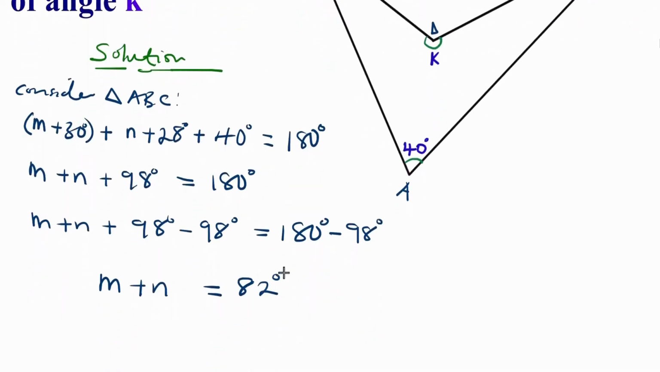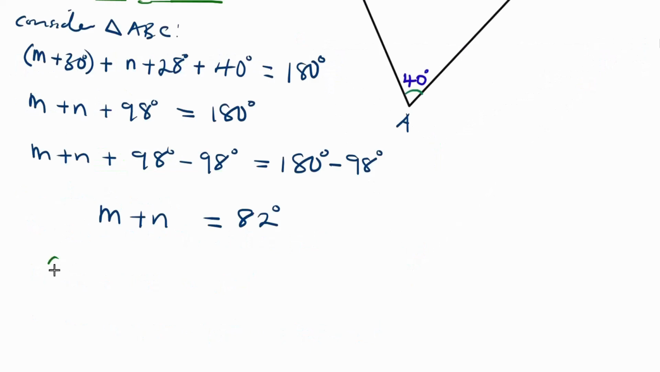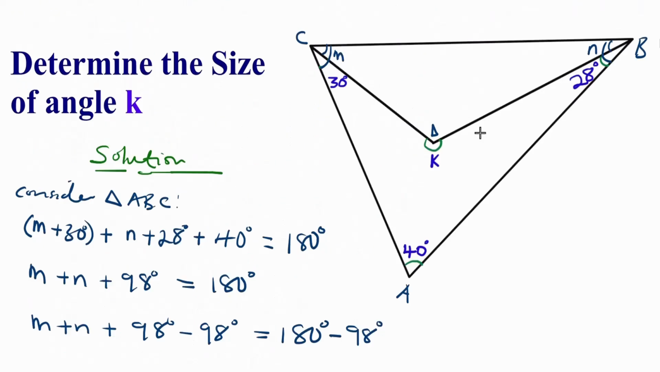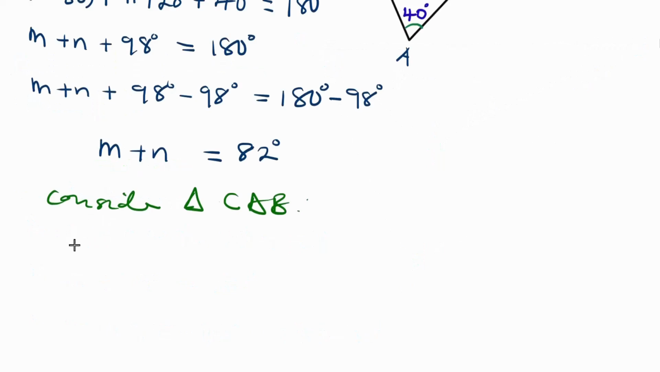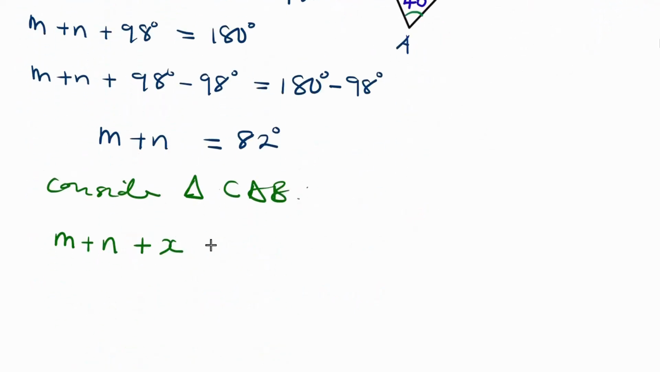So the sum of the angles M and N must give 82 degrees. Having got that, we can now consider the smaller triangle, which is the triangle CDB. If we sum up the interior angles, we must equate to 180 degrees. So we sum up the angle M plus the angle N plus the angle supposed to be here. We can call it X.